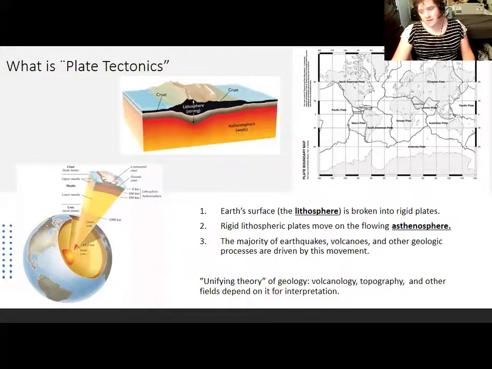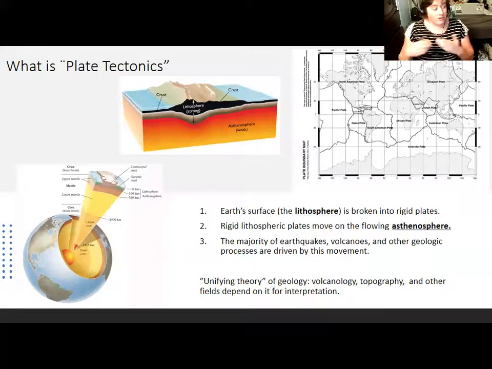So, plate tectonics, the unifying theory of geology, is a pretty darn young theory. My grandma is 79, and she took one geology class in college before plate tectonics was taught as established fact. Now, it can kind of seem simplistic. The Earth's surface is just broken into rigid plates. Those rigid plates move in relation to each other on top of the floating asthenosphere, and the vast majority of earthquakes, volcanoes, and other geologic processes happen as a result of this.